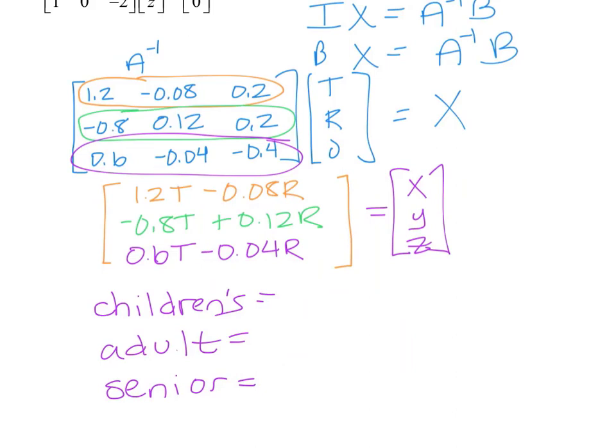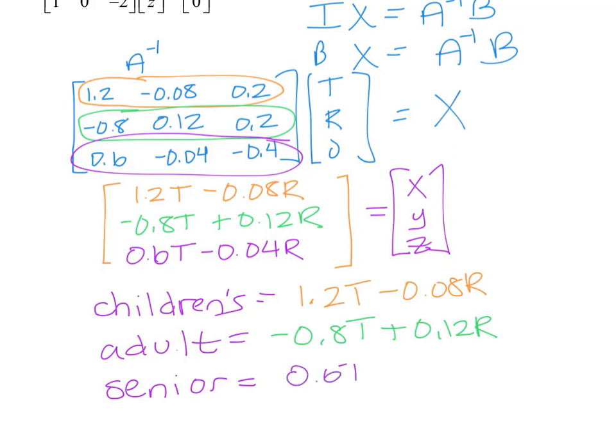So the formula for the number of children's tickets is 1.2t minus 0.08r. If I know t and I know r, I can figure out how many tickets I had. For the adult tickets, I have negative 0.8t plus 0.12r. And for the senior citizen tickets, I have 0.6t minus 0.04r.